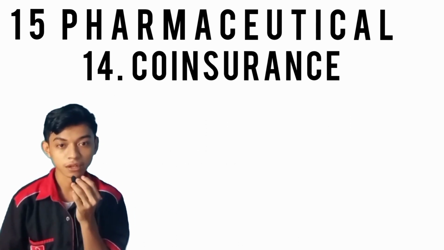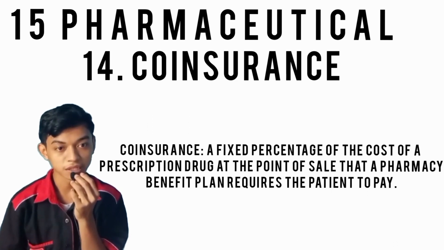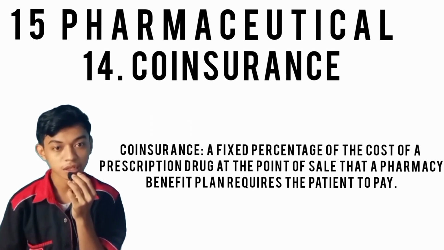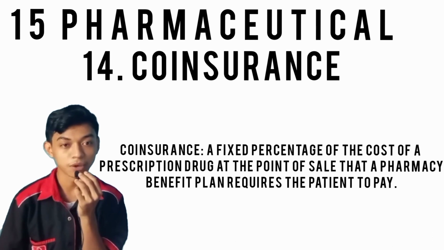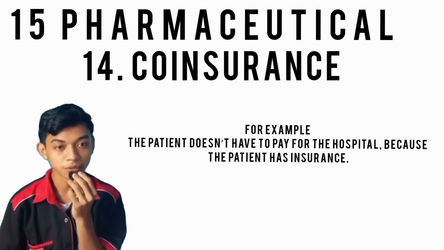Number 14. Coinsurance. A fixed percentage of the cost of a prescription drug at the point of sale that a pharmacy benefit plan requires the patient to pay. For example, the patient doesn't have to pay for the hospital because the patient has insurance.